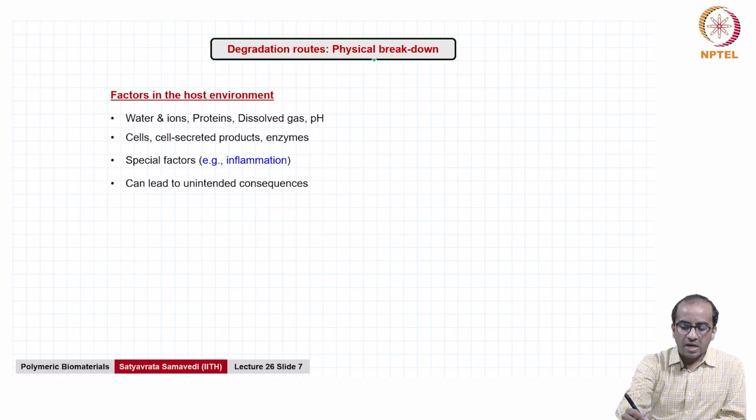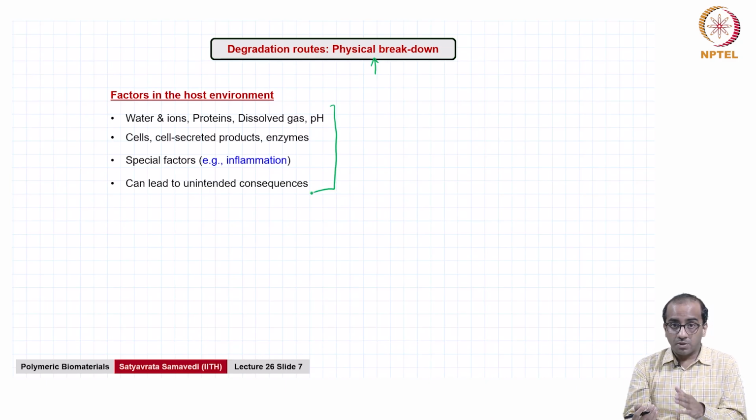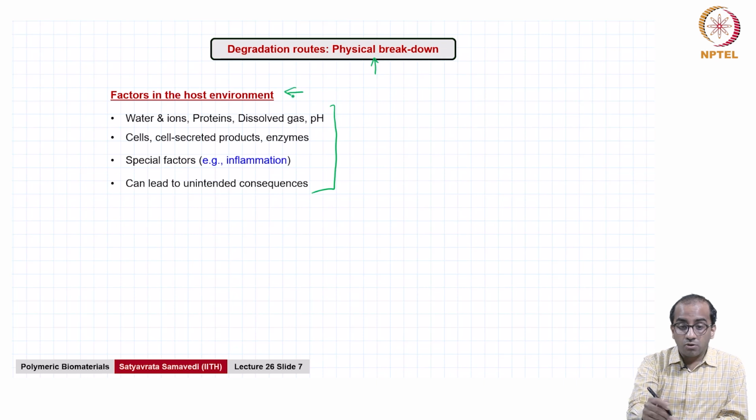And the first one we'll look at is simply physical breakdown. And when we talk about physical breakdown, some aspects to keep in mind apart from the polymer. So, we talked about polymer properties that affect degradation. Here are some factors from the host environment.